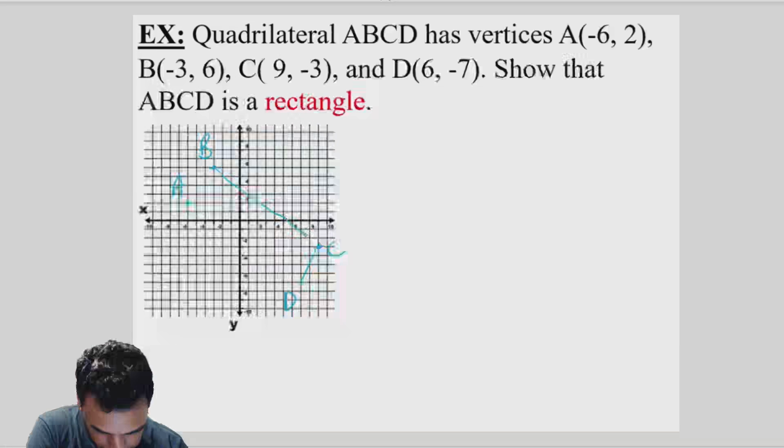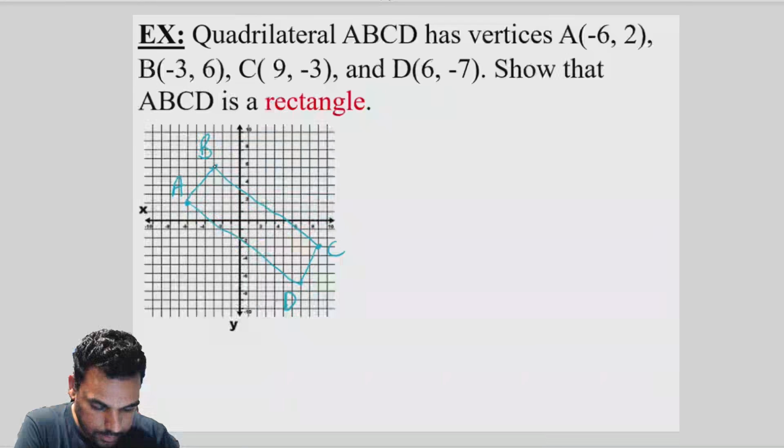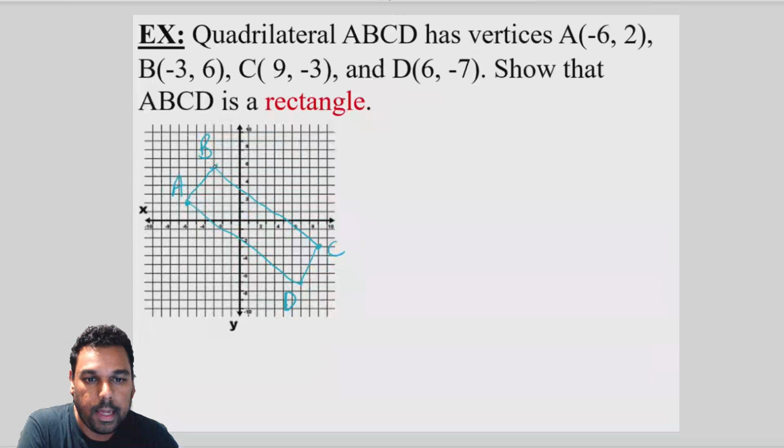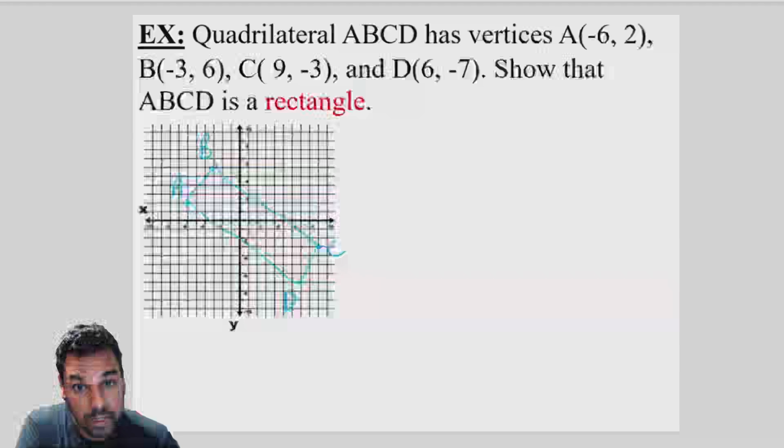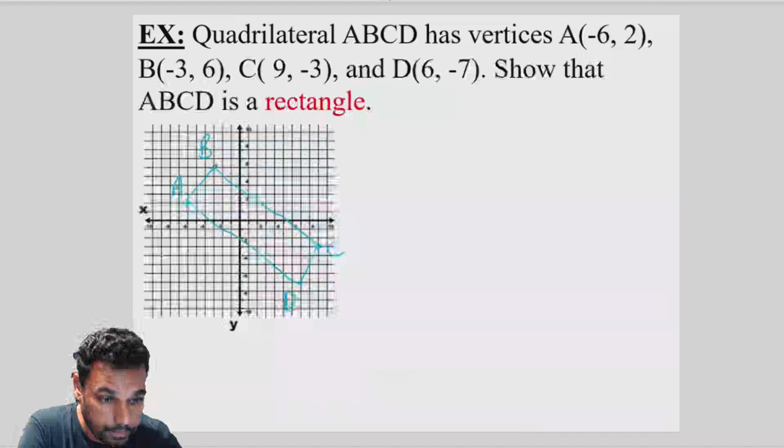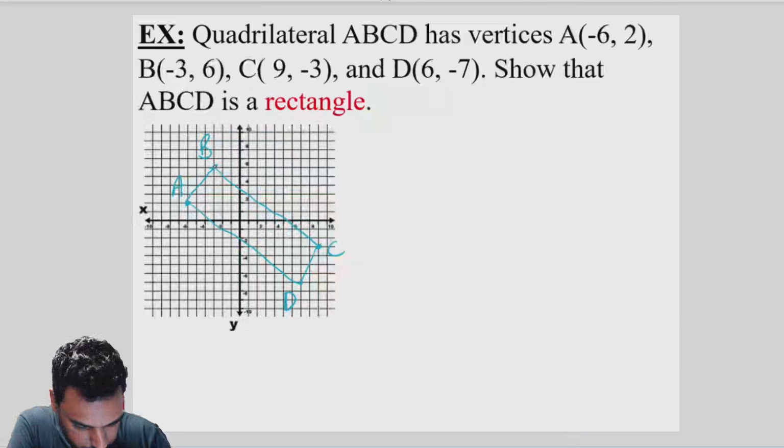Just gonna connect those just by hand, not using a ruler or anything like that. Now, to show it's a rectangle, remember what we first said. We must first show that it's a parallelogram. And how do you show that a quadrilateral is a parallelogram? Find the slope of all the sides and just show that opposite sides have the same slope. Therefore, it's parallel.